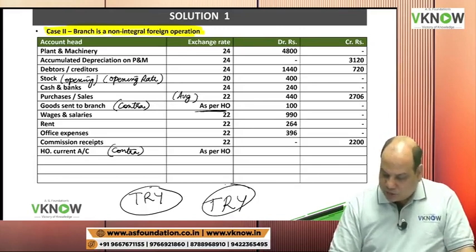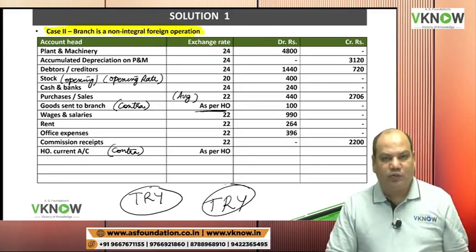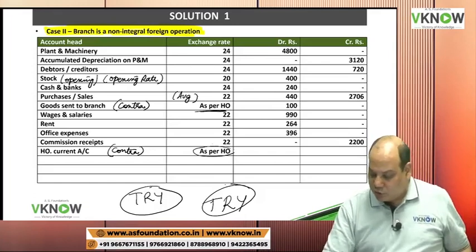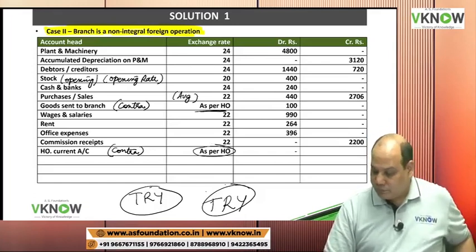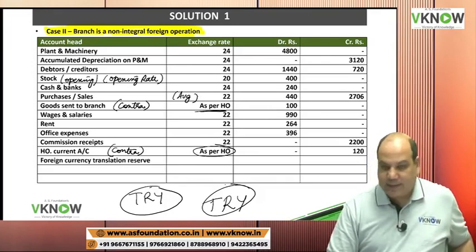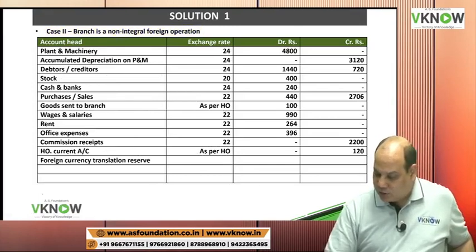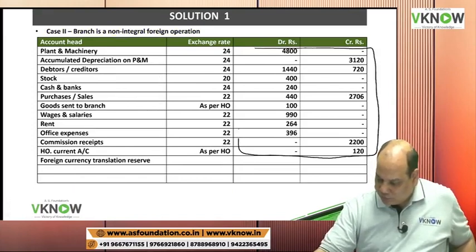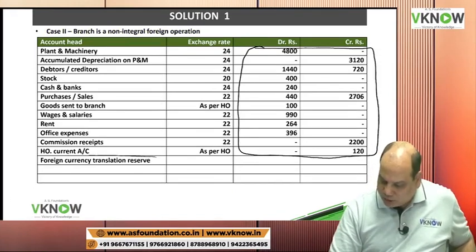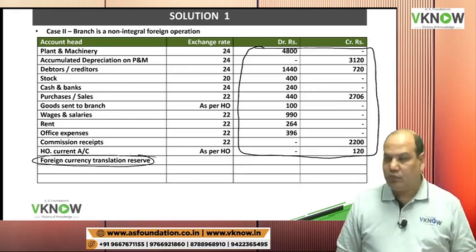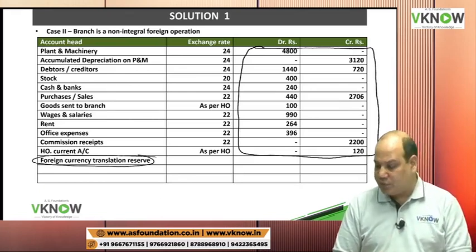So the student has asked what if it is not given, it will be given to you. Otherwise, how the trial balance will tally, and this value will also be given to you, right? So don't worry. 120. Now you have to tell me whether it is tallying or not, and if it is not tallying, we will accumulate the difference in FCTR.